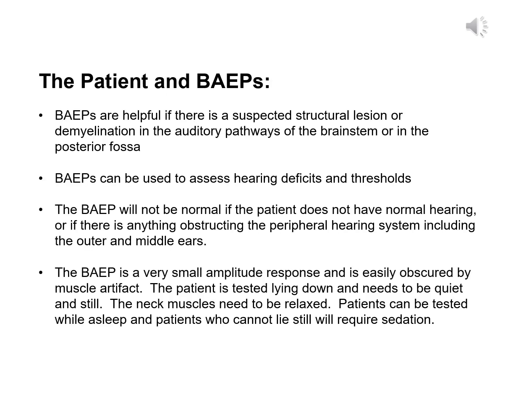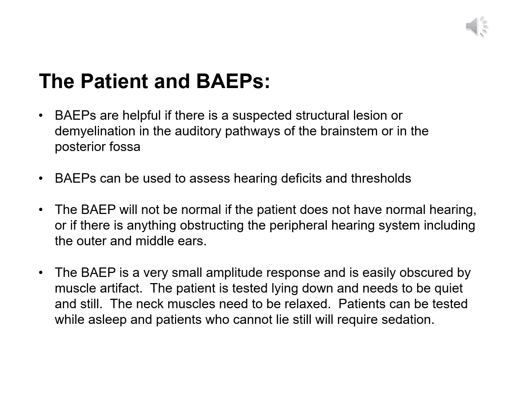Since brainstem auditory evoked potentials are used to look at the integrity of the brainstem, they're helpful if there is a suspected structural lesion or demyelination in the auditory pathways of the brainstem or within the posterior fossa. Brainstem auditory evoked potentials can also be used to assess hearing deficits and hearing thresholds, although in our lab at Sick Kids we try not to do this, and we refer the patient to audiology for this kind of testing. And this is because audiology can do a more detailed test than what we do.